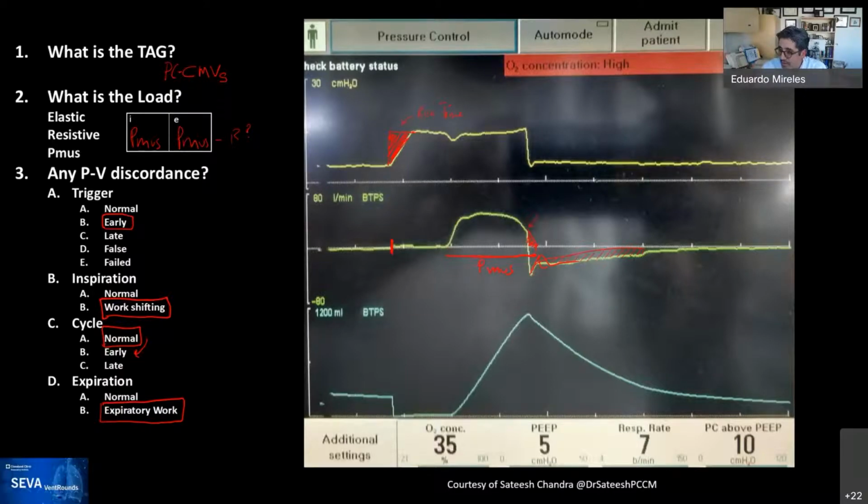Did you run away? See, you can unmute yourselves, guys.